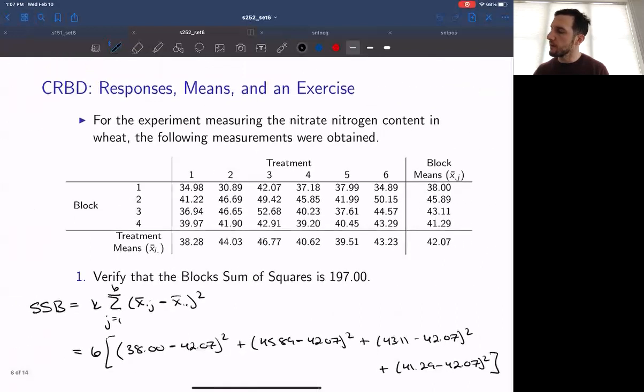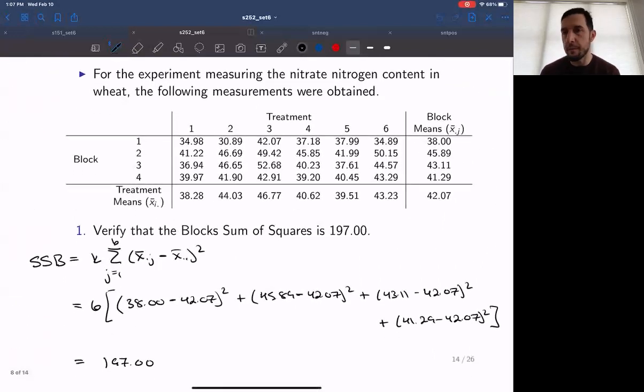Okay, so to demonstrate these different tests, we are using a data set where we have 6 different treatments, which are fertilization timing schedules. We are measuring nitrate nitrogen content in the plants that were subjected to each of these treatments. So those values are given inside the table on slide 14. And we have created 4 different blocks.